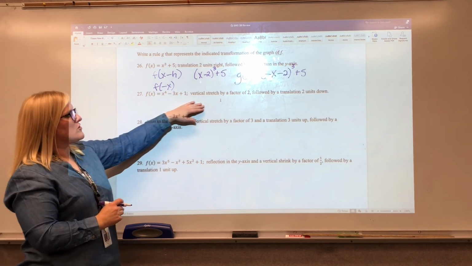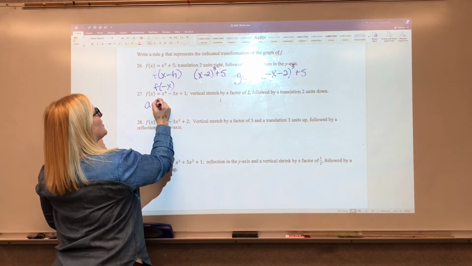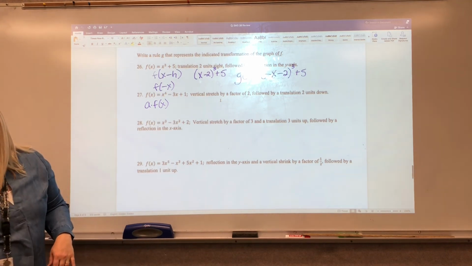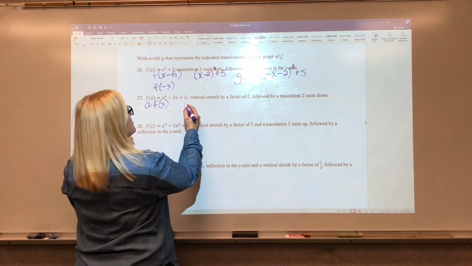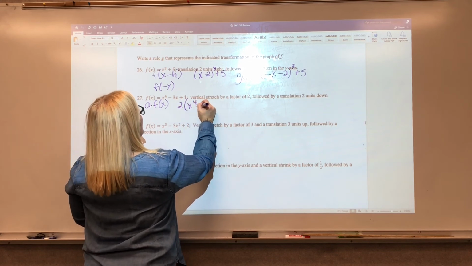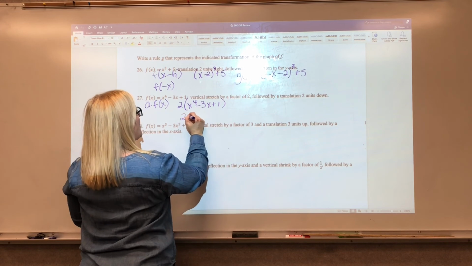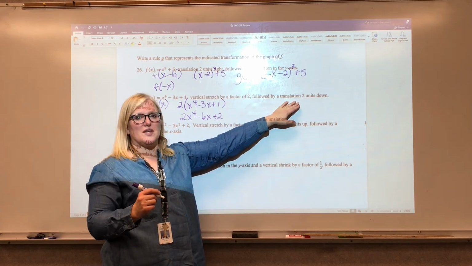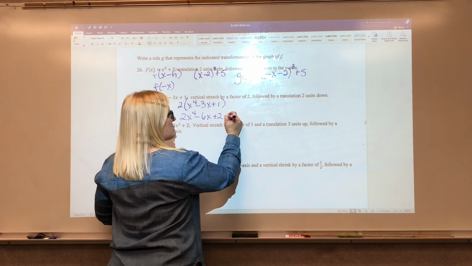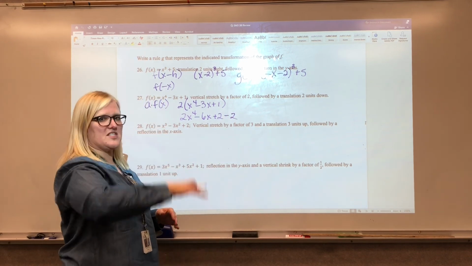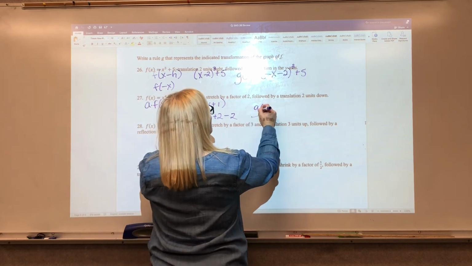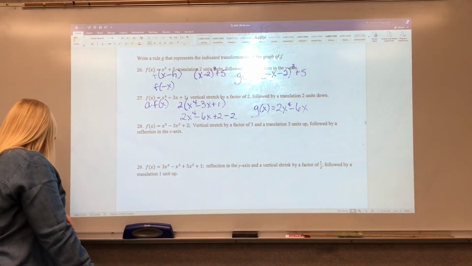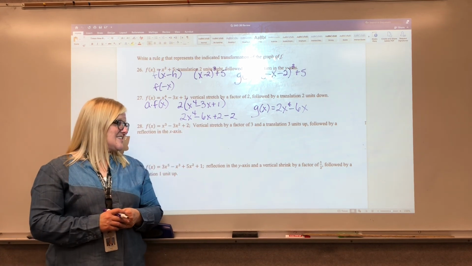All right, second one, vertical stretch by a factor of 2. Remember, that's when I take the function and I multiply the whole thing by my factor, whether it's a stretch or it's a shrink. So I'm going to multiply this whole thing through by 2. So 2 times x to the 4th minus 3x plus 1. That gives me 2x to the 4th minus 6x plus 2, followed by a translation 2 units down. That means I just subtract 2 on the very end. The up and down ones are the easy ones. So I'm left with g of x equals 2x to the 4th minus 6x. All right, I will continue with number 28 in the next video.